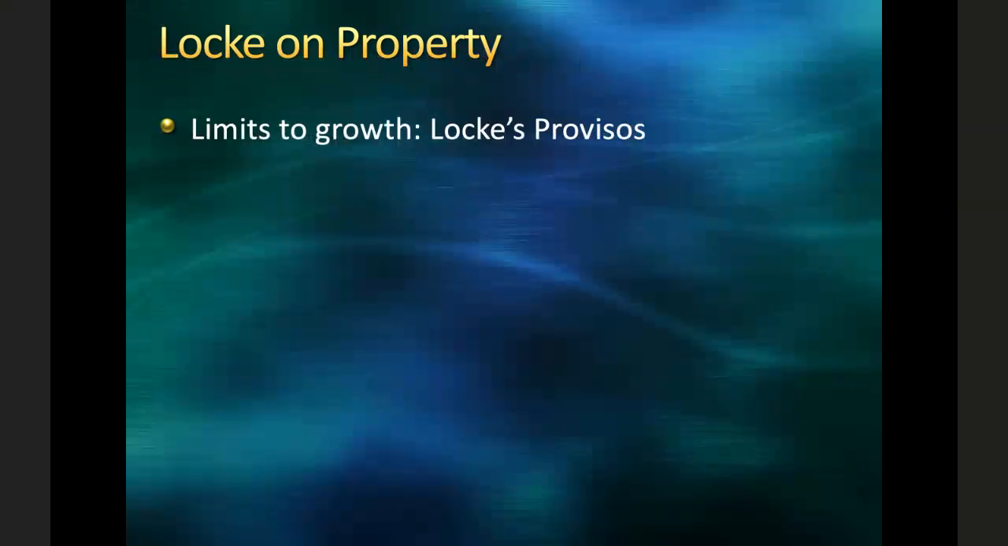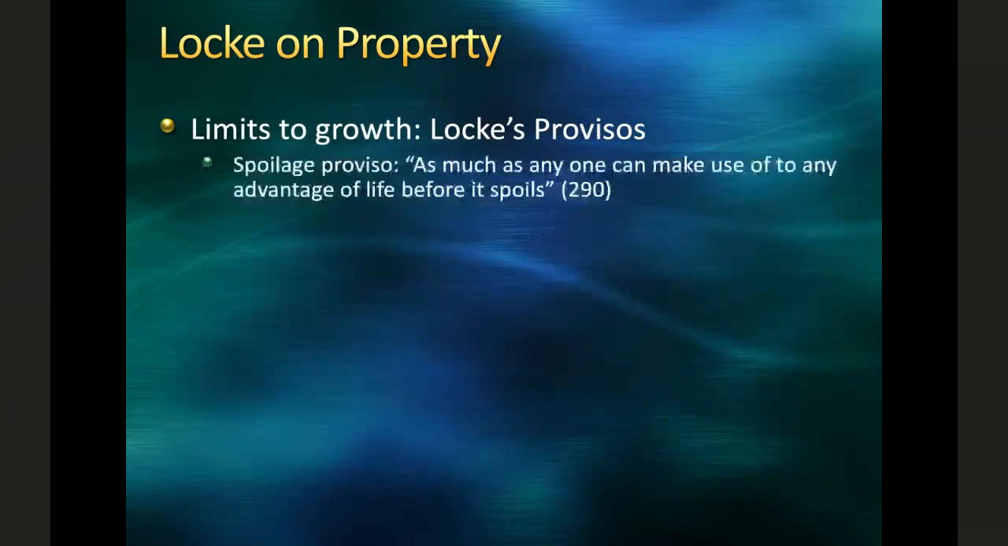He adds two provisos here. On page 90, he introduces the spoilage proviso: that we have a right to as much of the commons as we can make use of before it spoils. If we're gathering so many apples from the apple orchard that we can't eat them all, and the apples start spoiling, then we're literally wasting and robbing other people. Any waste that we have is robbing other people of the means of their own subsistence, and therefore we are stealing from them, and that is bad.